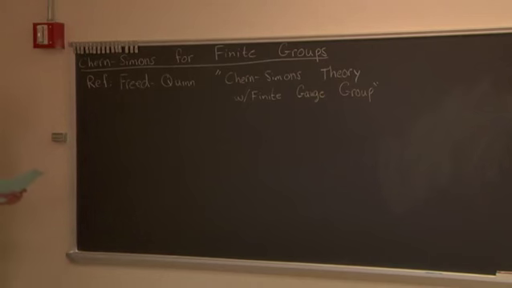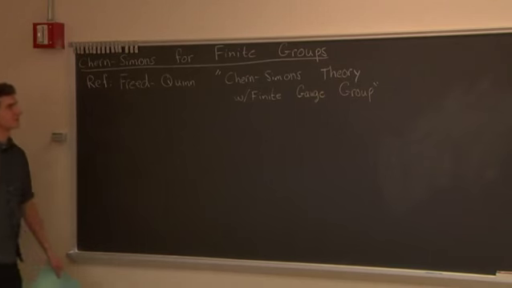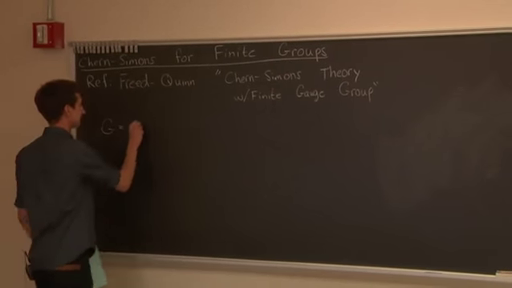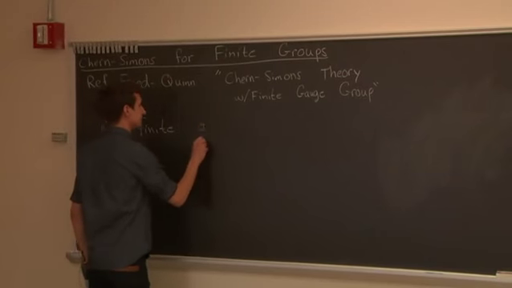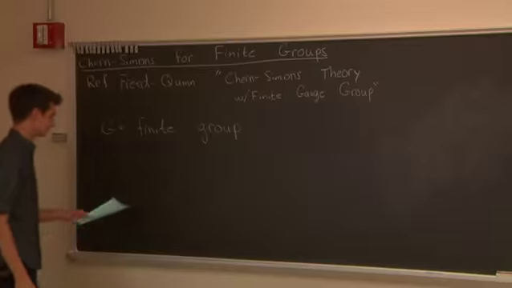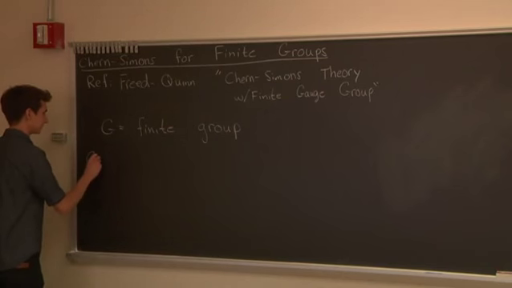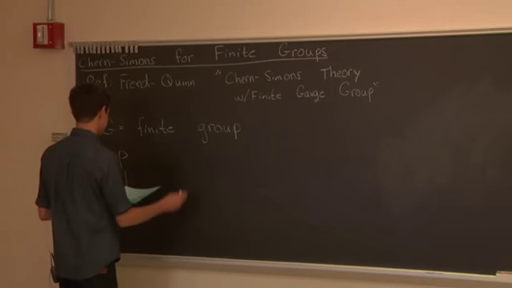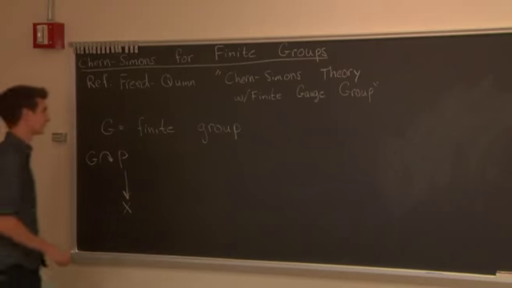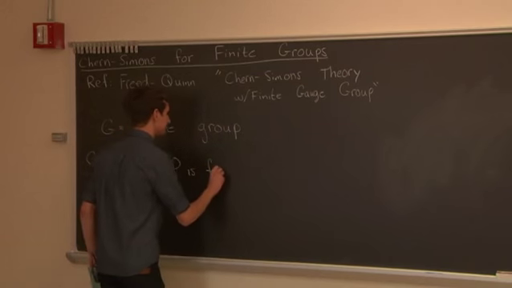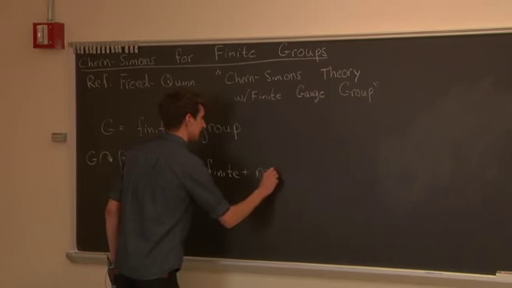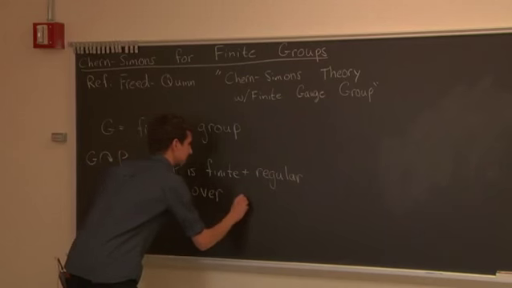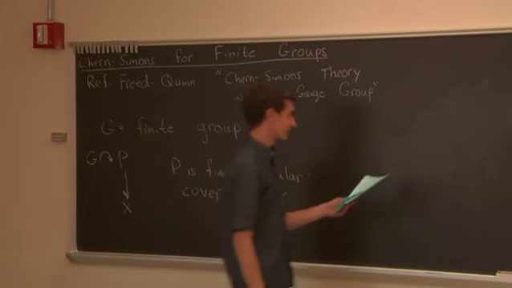So today we're going to do Chern-Simons Theory for finite groups. The reference for this is Fried-Quinn's paper, Chern-Simons Theory with Finite Gauge Group. So for today, G is going to denote a finite group, and we're going to be looking at principal G bundles over some space X. And note, since G acts transitively and is finite, P is a finite and regular cover of X. So your usual covering space theory will hold.